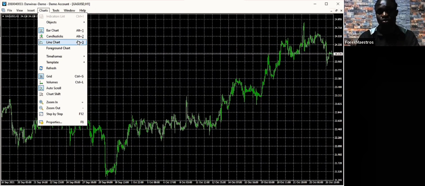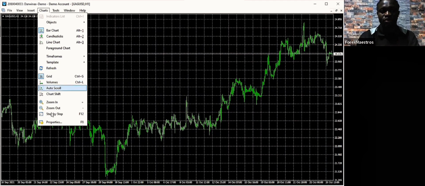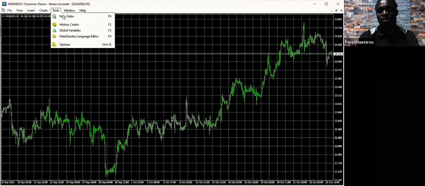This is if you have tools on it. You have your bar chart, you have your candlesticks, you have your line chart, the foreground chart, time frames, your template, you have your grid, your volume, all of this. You want to zoom in the platform, you want to zoom out, and then you have what you call the tools: new order, history center.